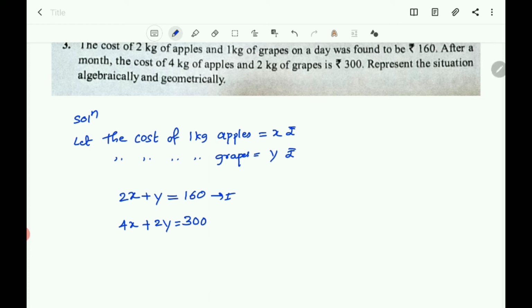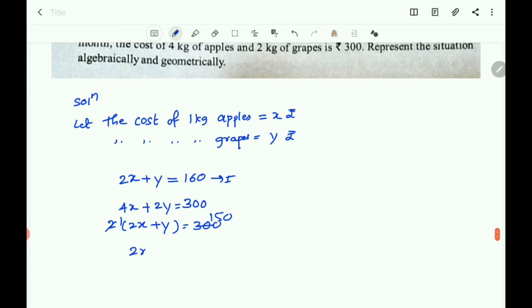Now here you can remove 2 common, then it becomes 2 into 2x plus y is equals to 300. So 2 ones are 2, 150s are, and the equation becomes 2x plus y is equals to 150. Now let us consider this is the second equation.